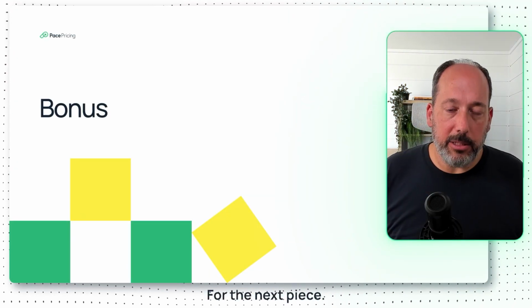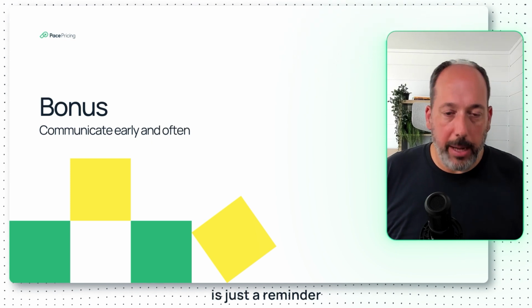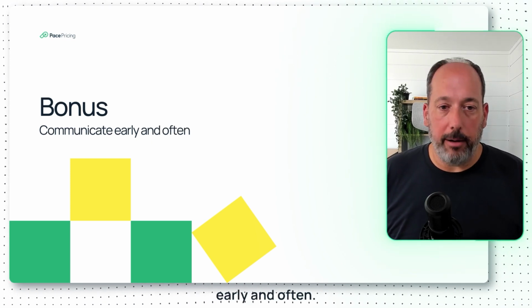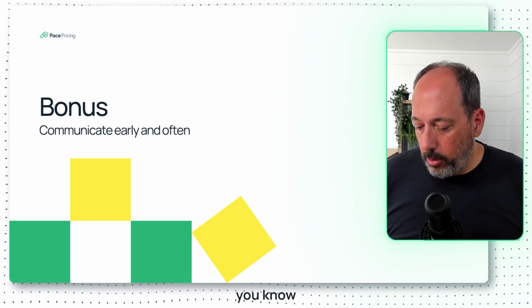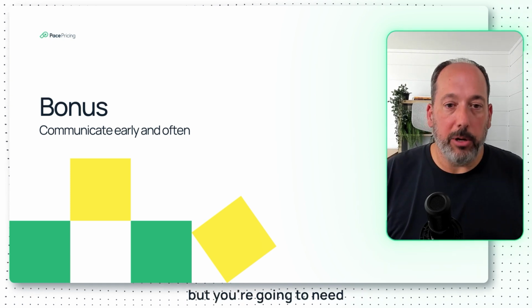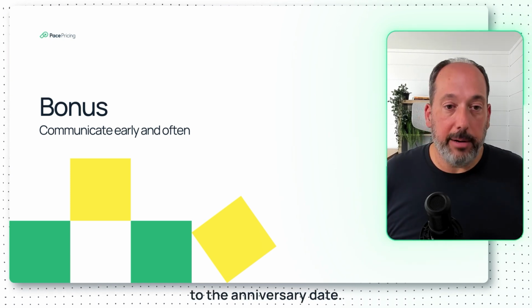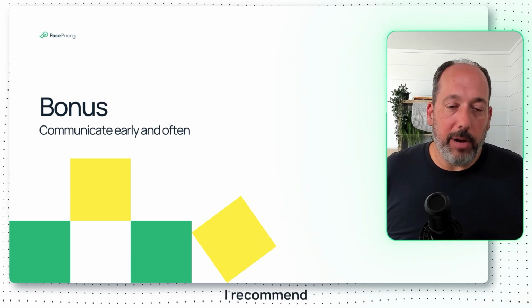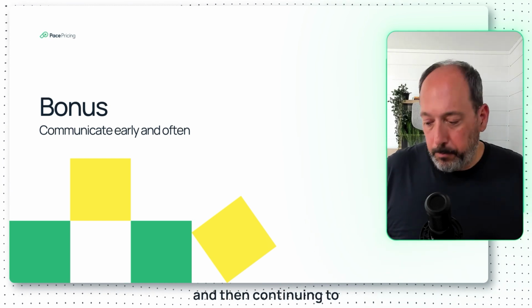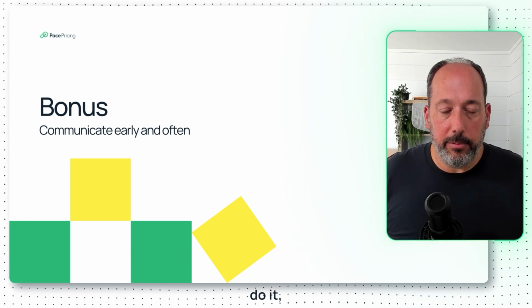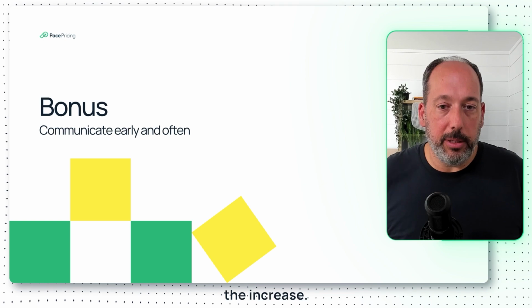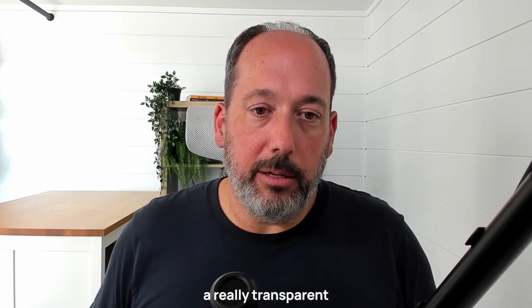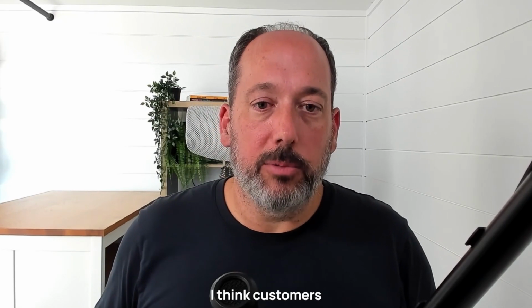For the next piece, your bonus piece is just a reminder to communicate early and often. On annuals, you can communicate as far out as you want, but you're going to need to keep doing it as you come up to the anniversary date. For monthlies, I recommend at least 90 days out, and then continuing to do it a couple of times leading up to the increase. I think this is a really transparent way of doing things, and I think customers will respect it.